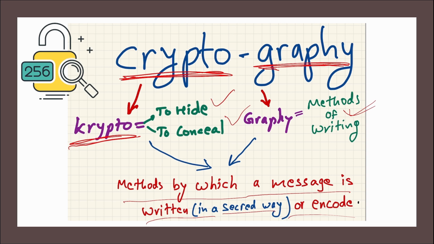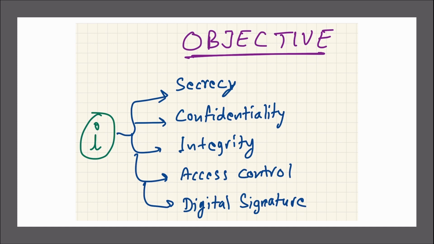This method is called cryptography. Now, what are the objectives of cryptography? Why do we need cryptography? Obviously, we need it to protect the secrecy of information, confidentiality, integrity of information, access control on who gets the information and who doesn't, and obviously digital signature.